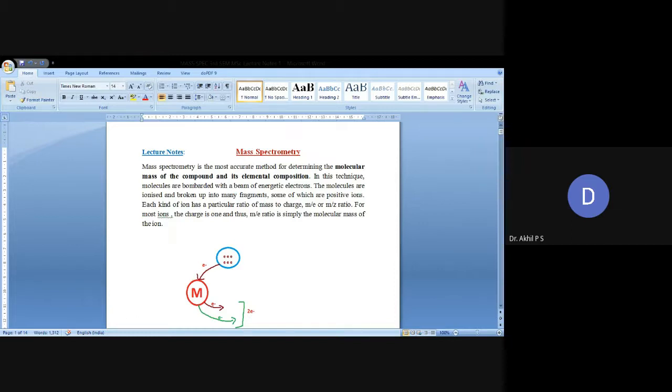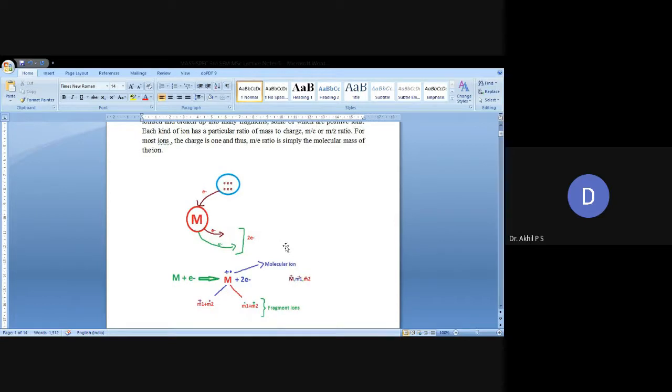In this technique, molecules are bombarded with a beam of energetic electrons. The molecules are ionized and broken up into many fragments, some of which are positive ions. Each kind of ion has a particular ratio of mass to charge, that is m/e or m/z ratio. For most ions, the charge is 1 and thus the m/e ratio is simply the molecular mass of the ion.